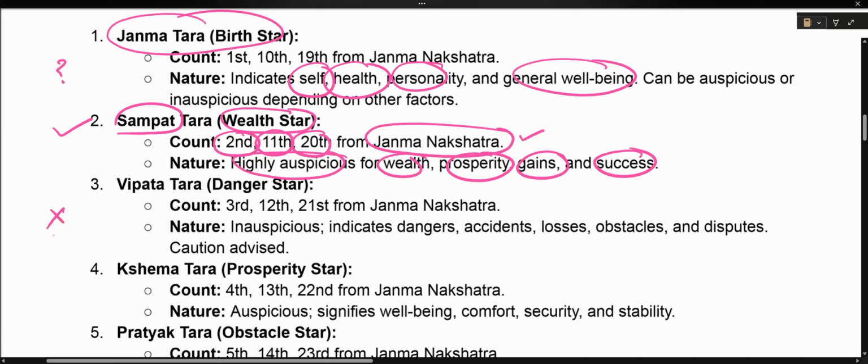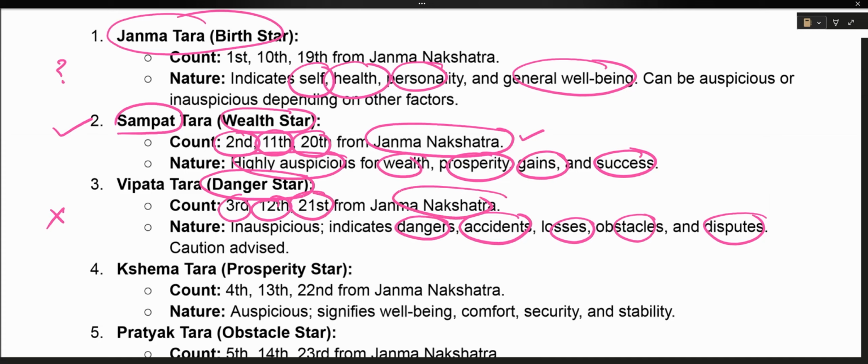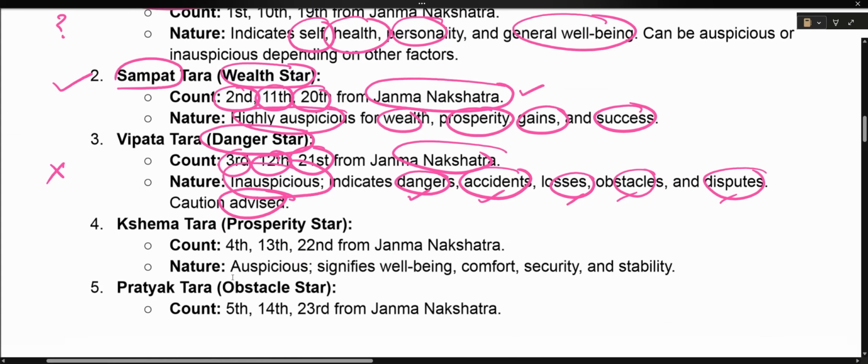Bipata means danger. So this is a danger star. It will give you some obstacles. It indicates dangers, accidents, losses, obstacles and disputes. Whenever a planet transits at this Bipata Tara from your Janma Nakshatra, that is the third star, the 12th star or the 21st star from your Janma Nakshatra, that will indicate danger, accident, losses, obstacles and dispute. So this is a highly inauspicious nakshatra. Caution is advised, so you have to be very careful about that period.